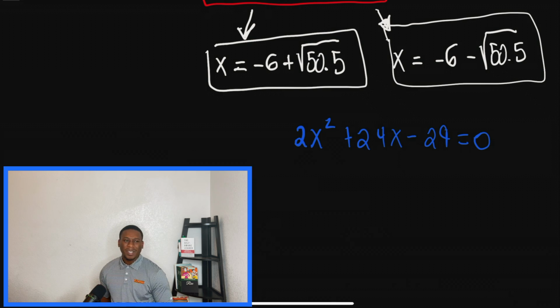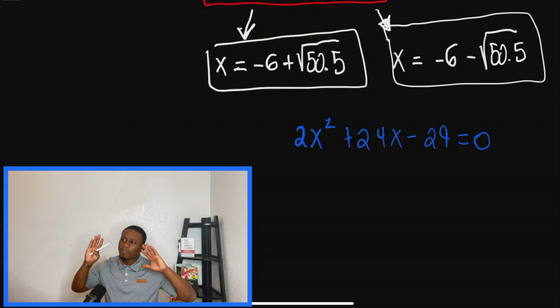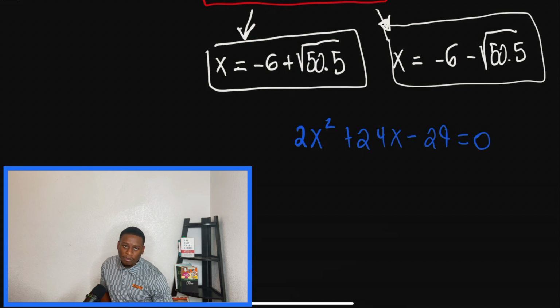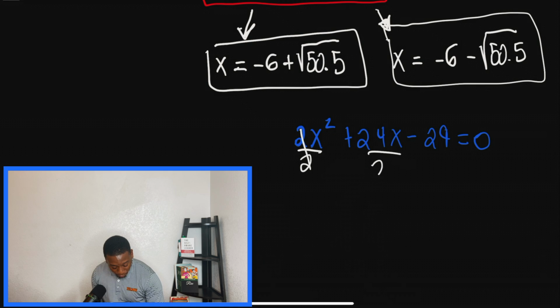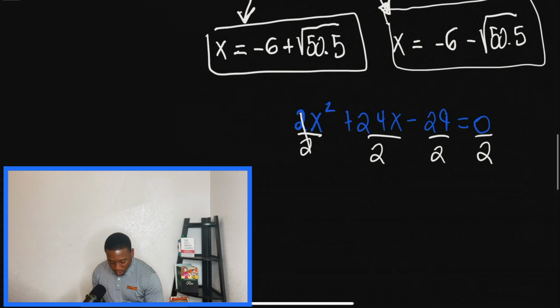So let's say my first step, I said, okay, Mr. Peters, that first process was too complicated for me. I'm gonna take my chances with decimals. So what we need to do at this step right here, guys, is we're going to divide everything by 2. So on both sides we divide by 2.